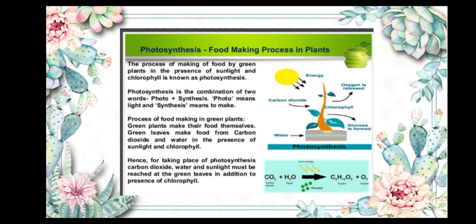Process of food making in green plants. Green plants make their food themselves. Green leaves make food from carbon dioxide and water in the presence of sunlight and chlorophyll. You can say a leaf is a kitchen of a plant, where the plant prepares food for itself. Hence, for photosynthesis to take place, carbon dioxide, water and sunlight must reach the green leaves in addition to the presence of chlorophyll.